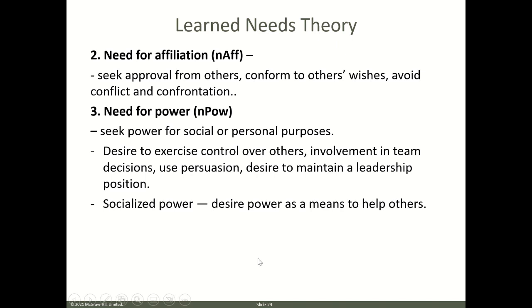The need for power is the third need: seeking power for social and personal purposes, and a desire to exercise control over others. This means empowerment or delegation of authority from the top level to lower management, right? The lower-level person working as the head wants some power, and that can be considered the need for power. It involves participation in team decisions, the use of persuasion, and a desire to maintain a leadership position. The person in a leadership position will definitely have a need to stay in that position for a long period of time, and want to lead someone, right? That is also need for power.